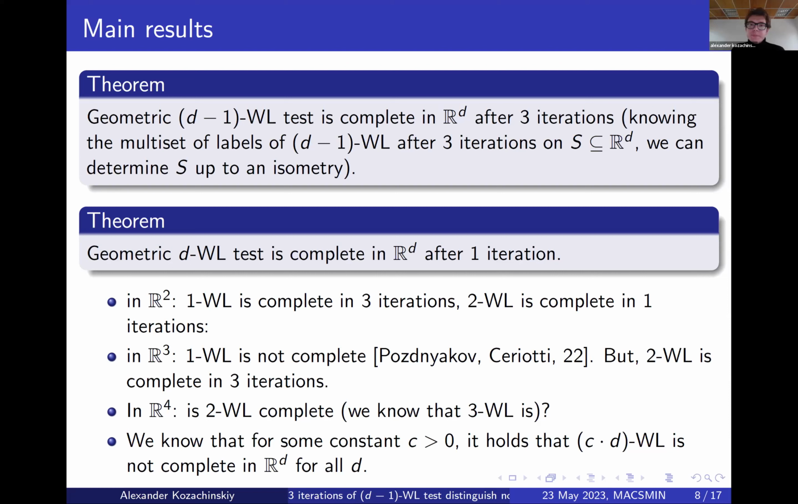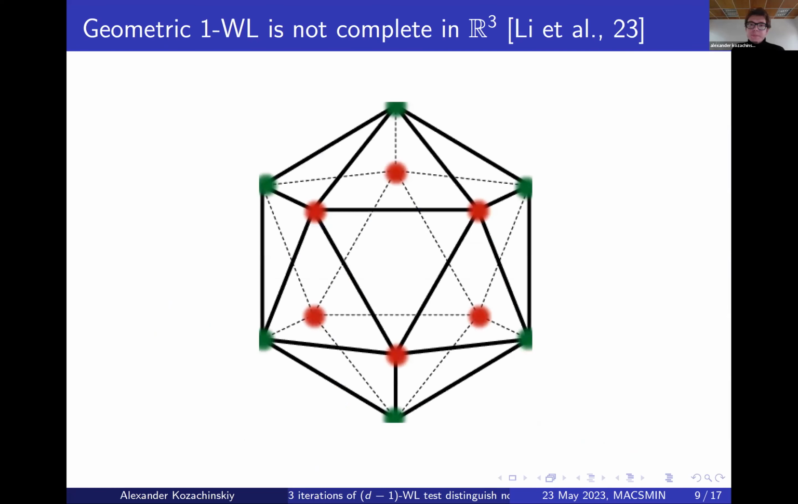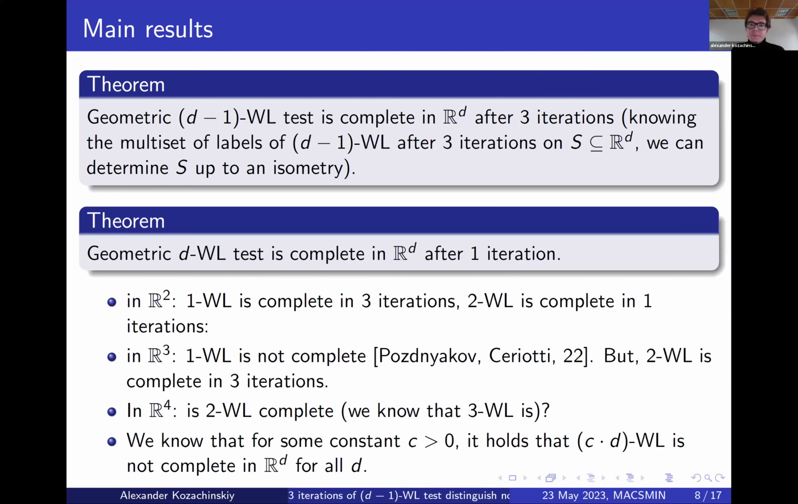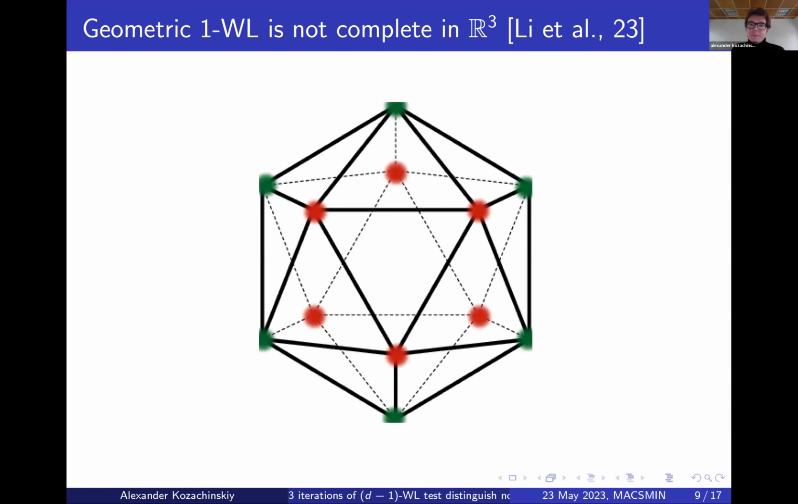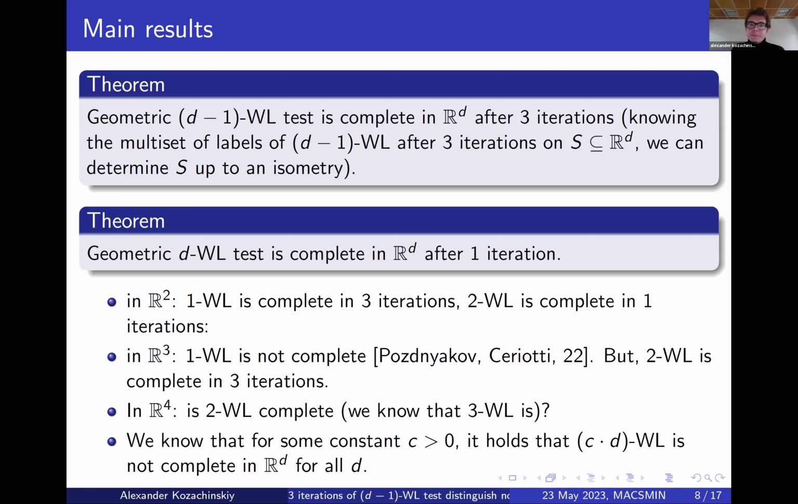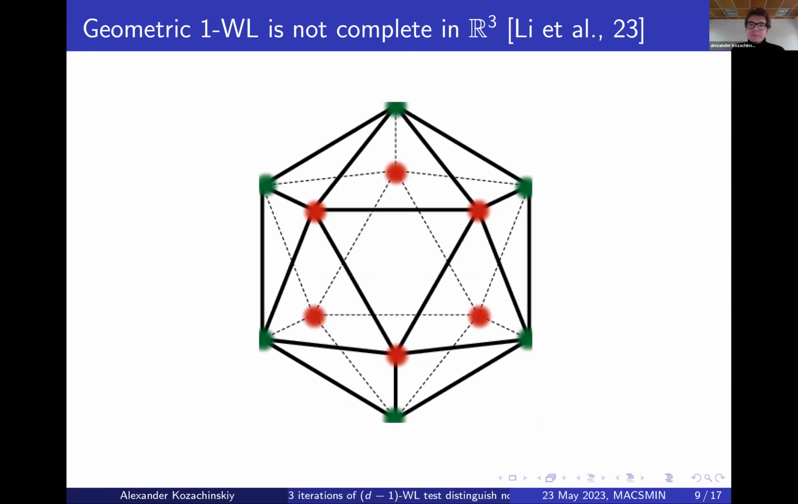In R3, the situation is that 1WL is not complete. I already explained why, in this example that I showed you from Lieto. The first to prove it, I understand, were Pešnikov and Cheryoty, but this example I think is not theirs, but from another paper. The point is that we have here 2 point clouds that are not isometric. This has to be proved, but it's more or less clear from the picture.